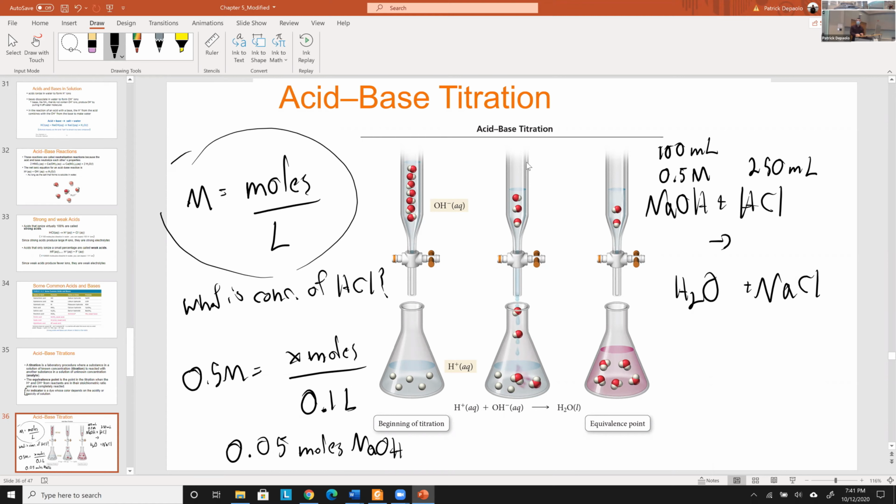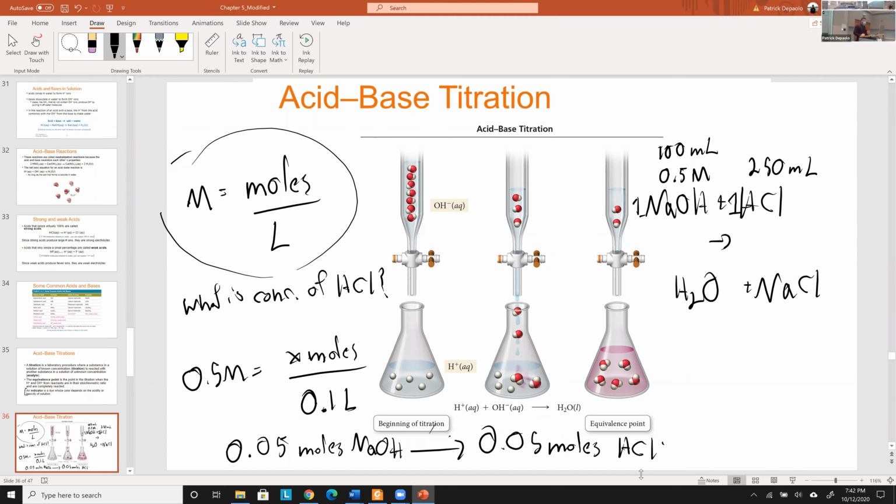Now, let's look at the equation. This equation tells us to neutralize 1 mole of HCl, you need 1 mole of NaOH. I neutralized the HCl, and I needed 0.05 moles of NaOH. That means that there must be 0.05 moles of HCl in there. And you'd be right.